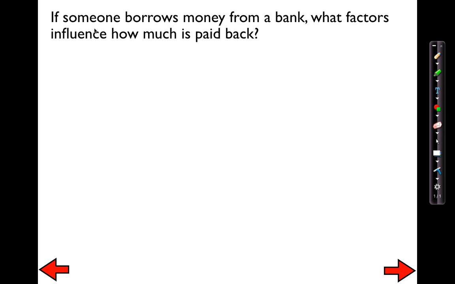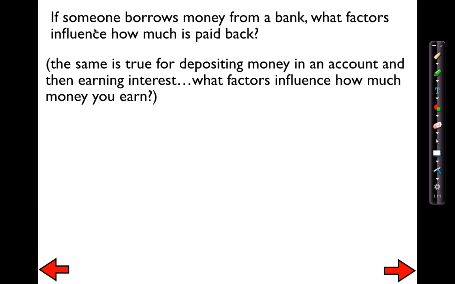So if someone borrows money from a bank, what factors influence how much is paid back? Well, it depends on how much you borrow. It depends on how long you borrow it. And it kind of depends on what interest they charge you for borrowing that money. Now, the same is going to be true for depositing money as well in your account. So when you put your money into an account, they also consider how much you're putting in the bank, how long you're keeping it in the bank, and the interest rate that they're going to provide you for banking with them.